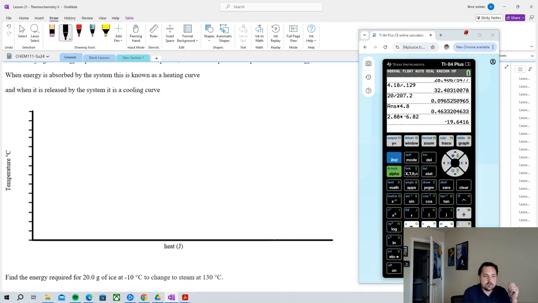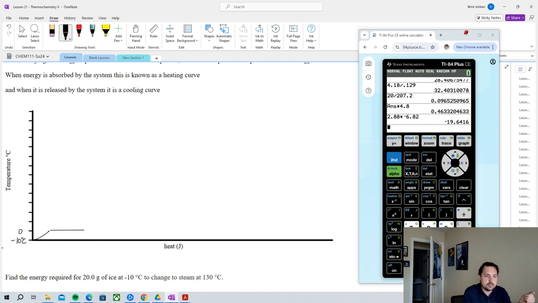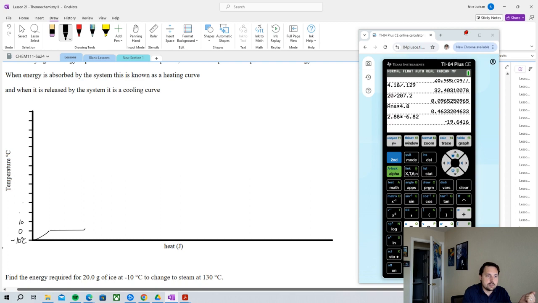If I want to take ice at negative 10 degrees Celsius and heat it to steam at 130 degrees Celsius, I'm going to need to heat it until it gets to its freezing point. That'll be the first step. Then we're going to need to melt the ice, and that'll be at a constant temperature. At that point, we're going to need to increase the temperature to 100 degrees Celsius. So that's going to take some more heating.